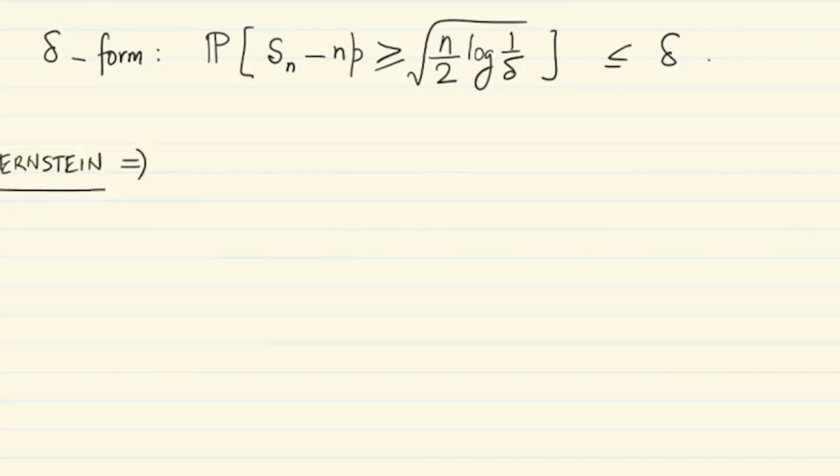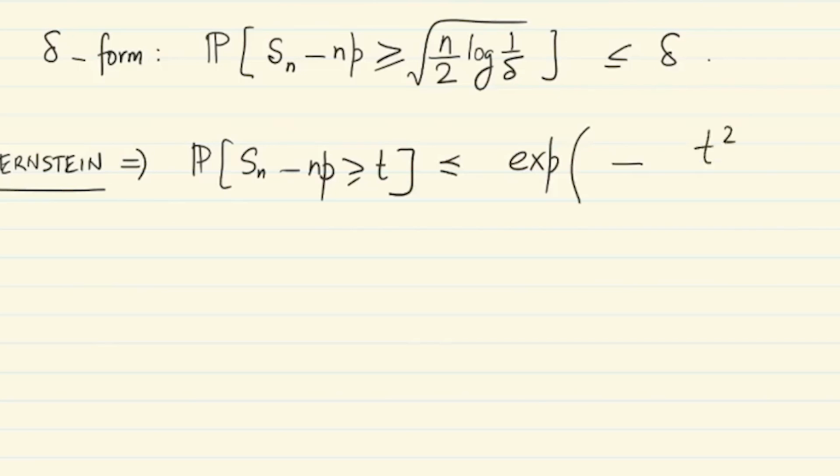Now contrast this with Bernstein, which would give you the following inequality: the probability that Sn minus Np exceeds t is at most e raised to minus t square by 2 times n times the variance of each Bernoulli, which is in this case p into 1 minus p, plus 2t by 3. Here c is set to 1, which is the range of each random variable.